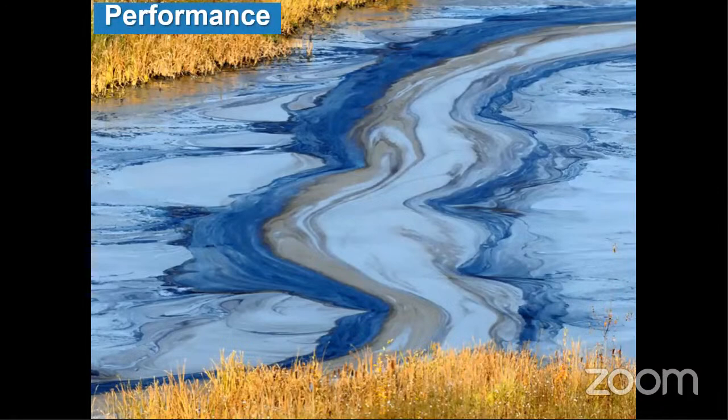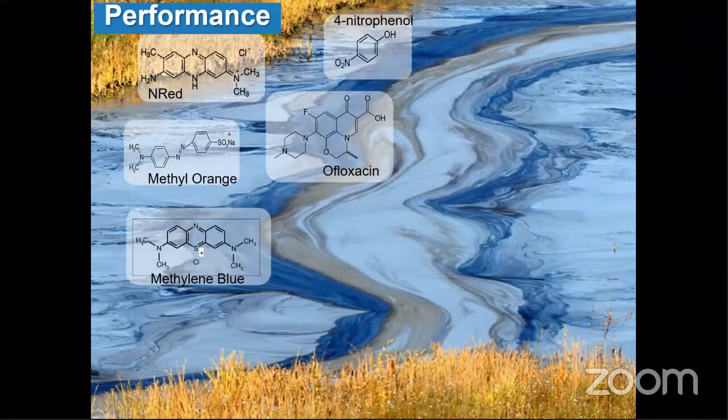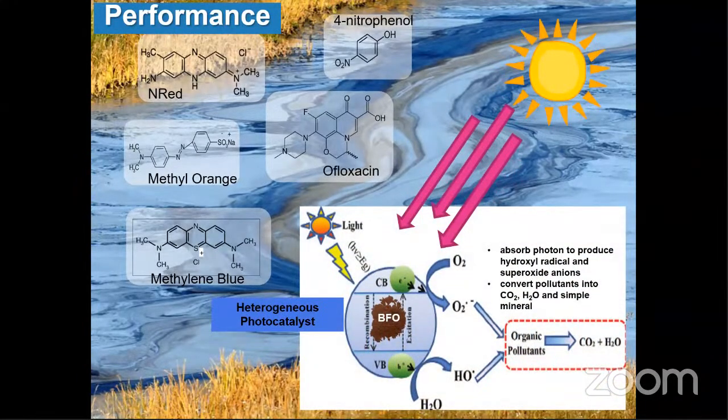So after we get that, we try to see the performance or effectiveness towards various contaminants like neutral red, methyl orange, methylene blue, as well as phenol molecules. So again, it comes from this concept: we have that photocatalyst, using direct sunlight. So this is the mechanism that has been done.